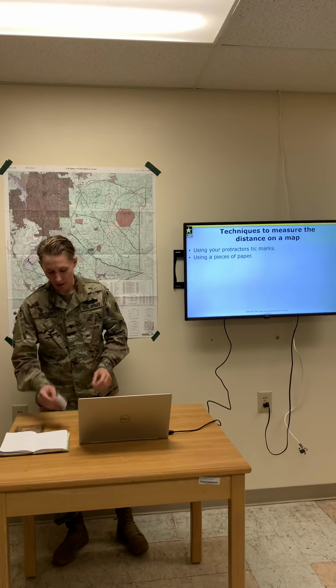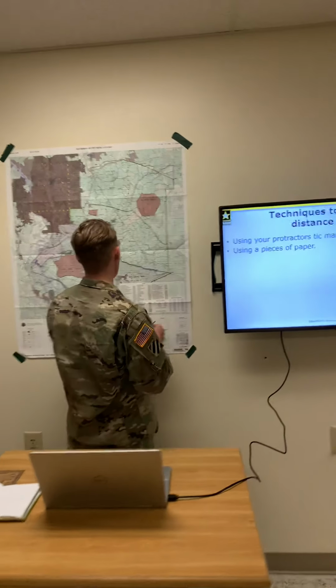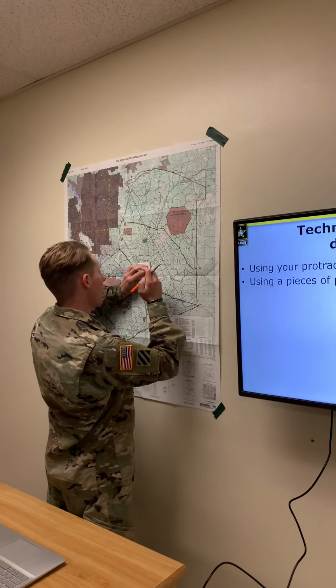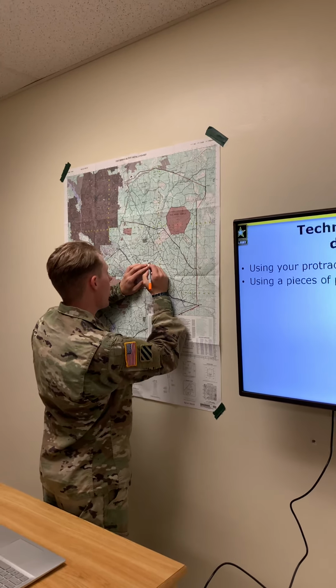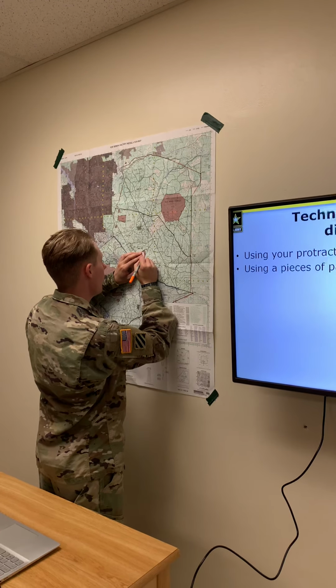The other method that we have is the piece of paper method. With that, you find your 2 places on your map, or your 2 points on your map. You line up your 2 dots that you have on there on the edge of your piece of paper. You mark them with lines on the paper itself.